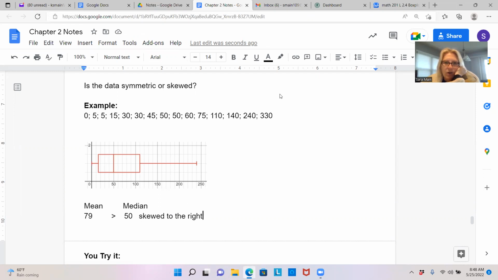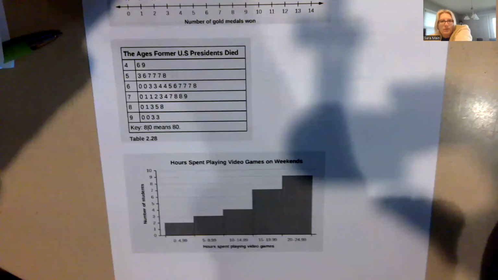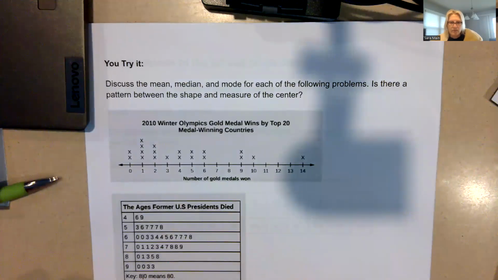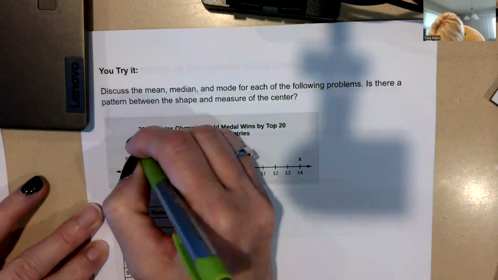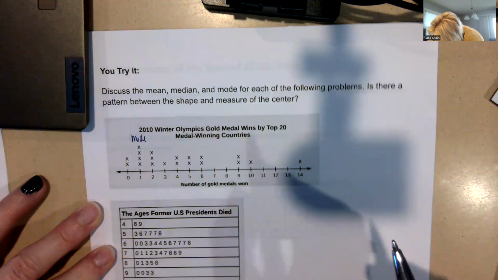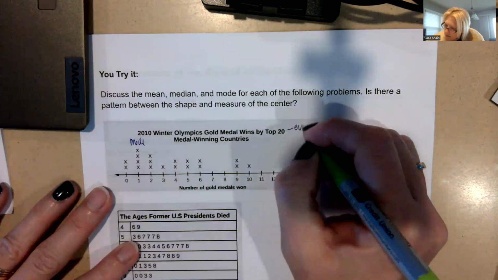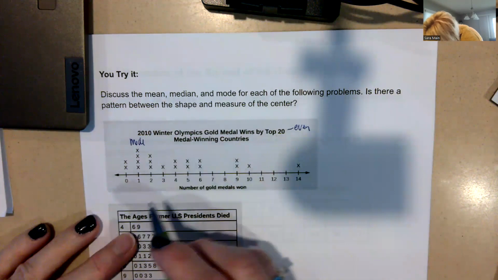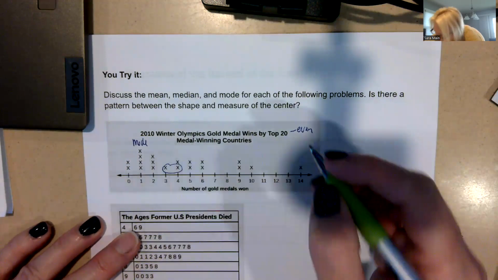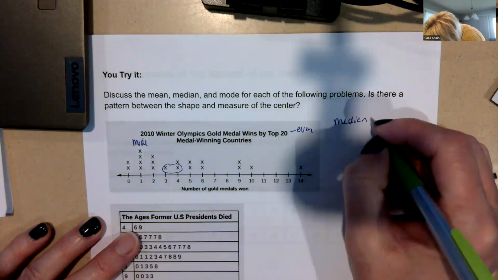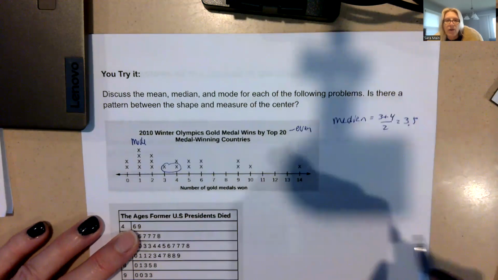So let's also look at our last example of a few graphs here. So we've got a dot plot. It says discuss the mean, median, and mode for each. So in this one, our mode would be the number 1. It's the one that occurs the most. And we have 20 values. So because it's an even number, we have to find numbers 10 and 11. 1, 2, 3, 4, 5, 6, 7, 8, 9, 10, 11. So we have to take the average of 3 and 4. And so our median is 3.5.